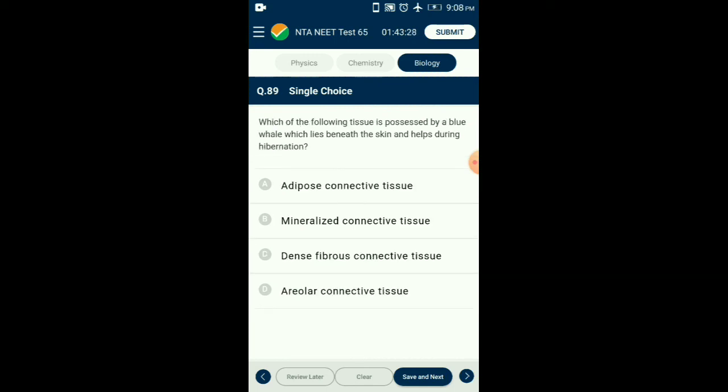Question number 89. Which of the following tissue is possessed by a blue whale which lies beneath the skin and helps during hibernation? The blue whale possesses a special tissue which lies beneath the skin. Hibernators depend on their fat reserves while cold and to fuel rewarming. So the answer for this question is option A, adipose connective tissue.